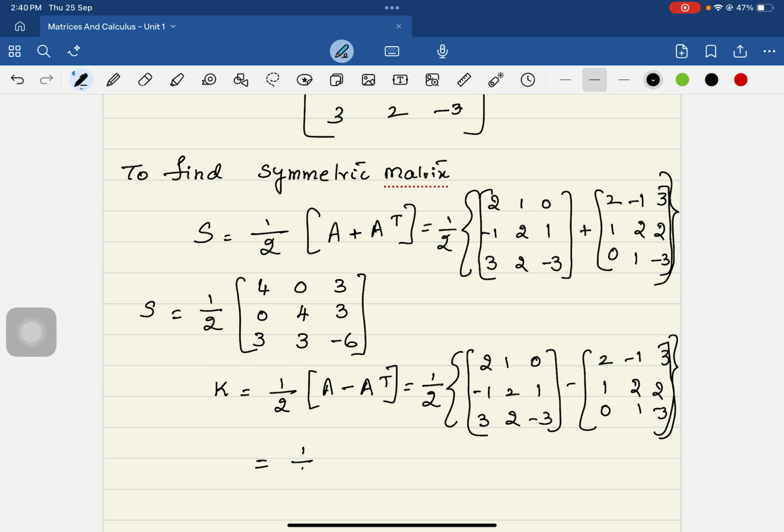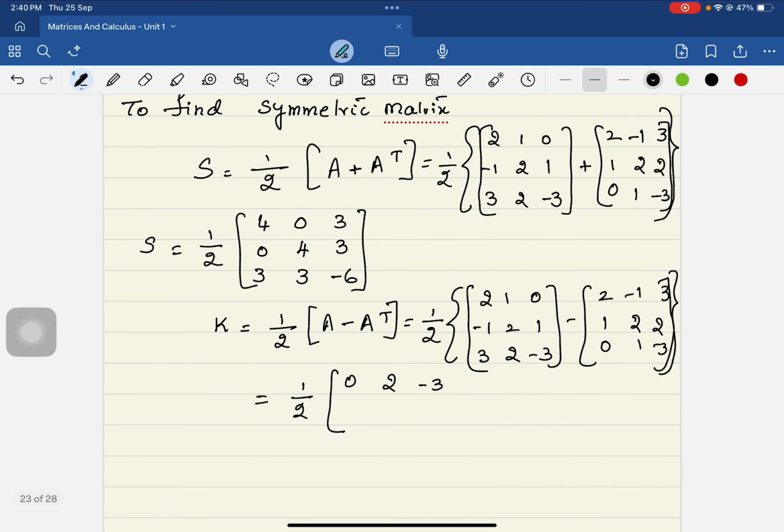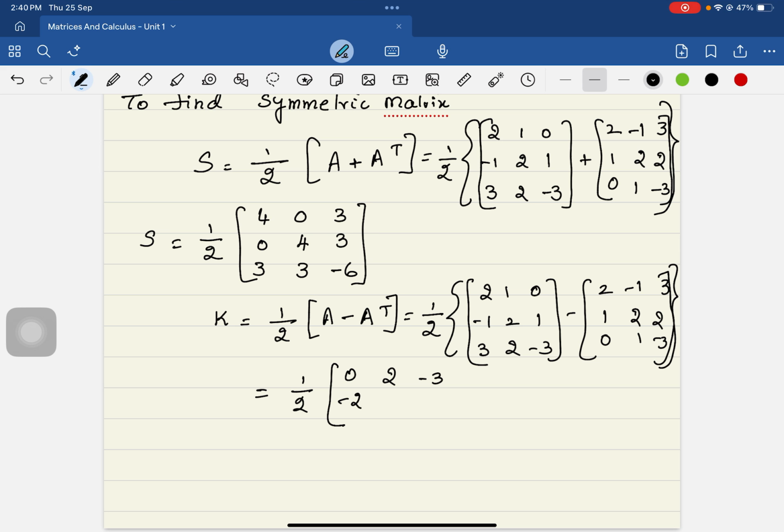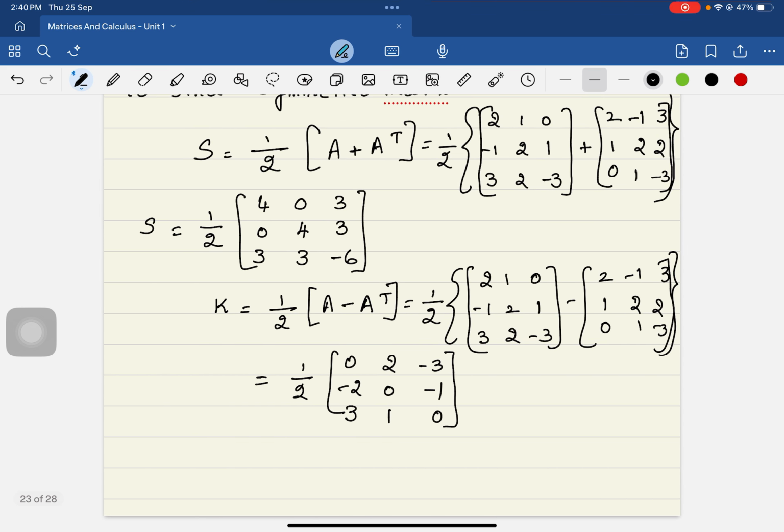Let us see what this is now. This is half of, now 2 minus 2, that is 0. So 0, 1 plus 1 is 2, 0 minus 3 is minus 3, minus 1 is minus 2, 2 minus 2 is 0, 1 minus 2 is minus 1, 3 minus 0 is 3, 2 minus 1 is 1, minus 3 plus 3 becomes 0. This is your skew symmetric matrix K.